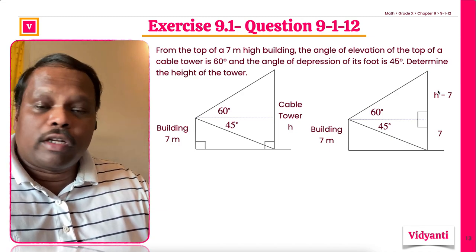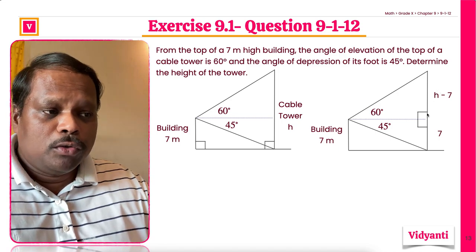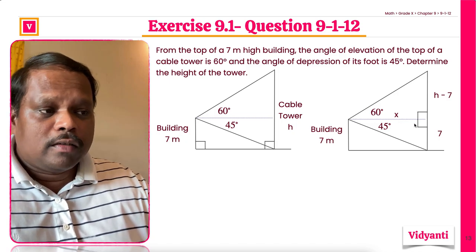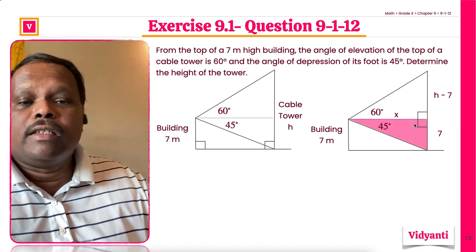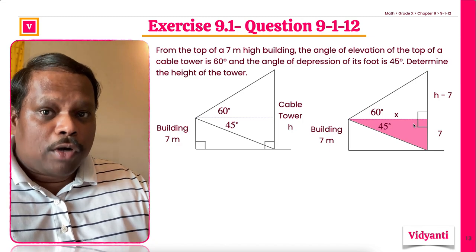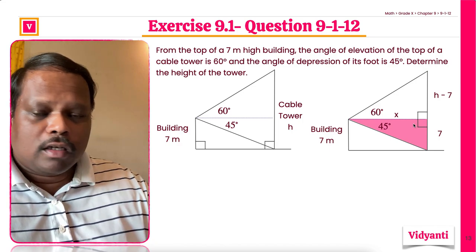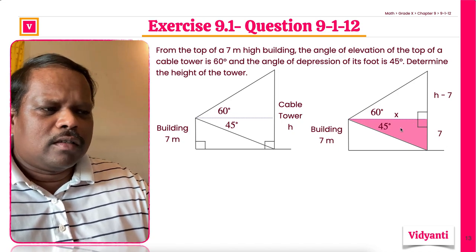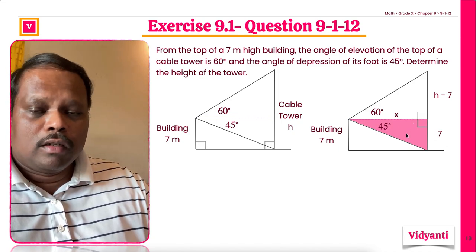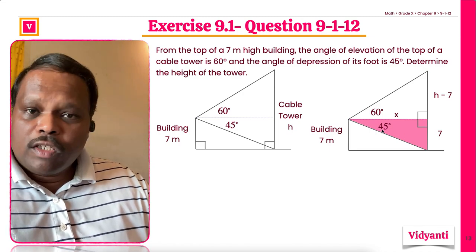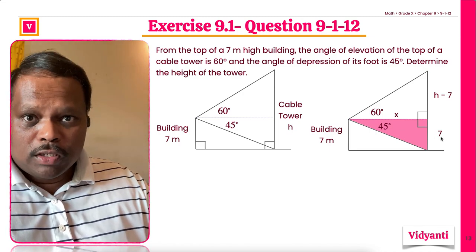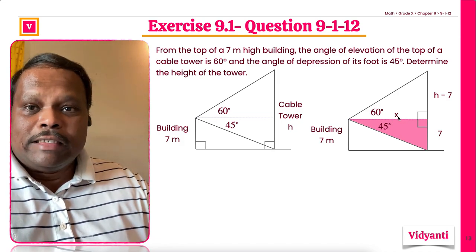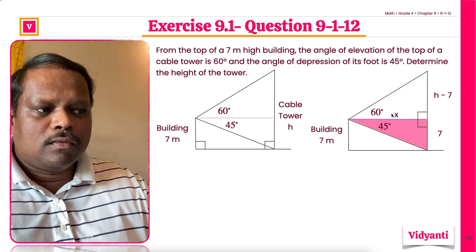Let's see what kind of trigonometric ratio we are going to use. First, let us assume that the distance between these two buildings is x. First, let us consider the triangle involving 45 degrees. It doesn't matter which angle you take first, but this is a known distance, so that's why I'm taking this first. Now for this 45 degrees, this is the opposite side directly facing it, and this is the adjacent side. So we are correlating opposite with adjacent.